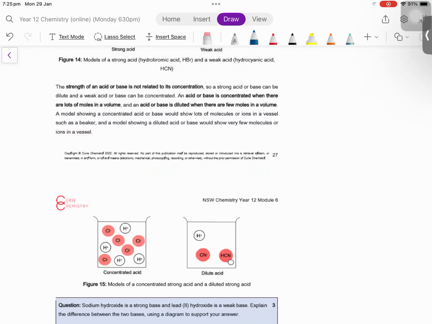But all we want to make sure is that you know that they're independent. Just because something's dilute doesn't mean it's weak. It could be strong. And just because something's concentrated doesn't mean it's strong. It could be a dilute acid or base.